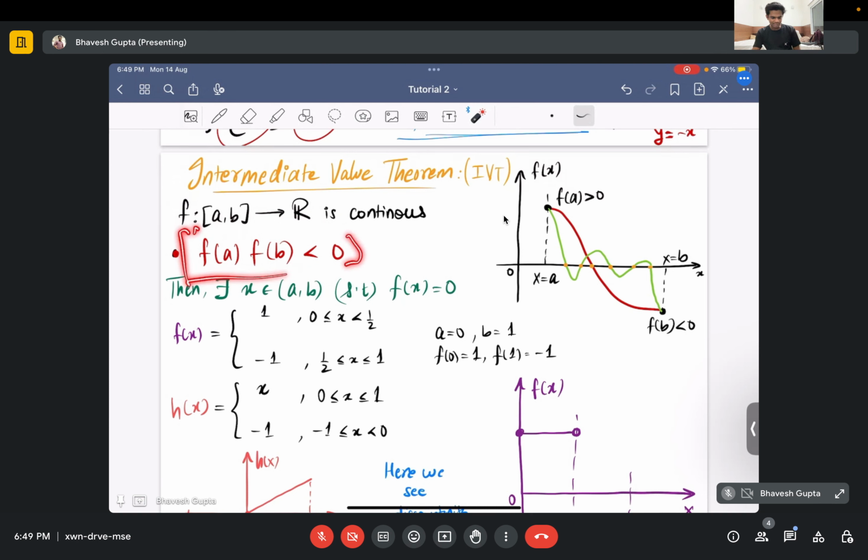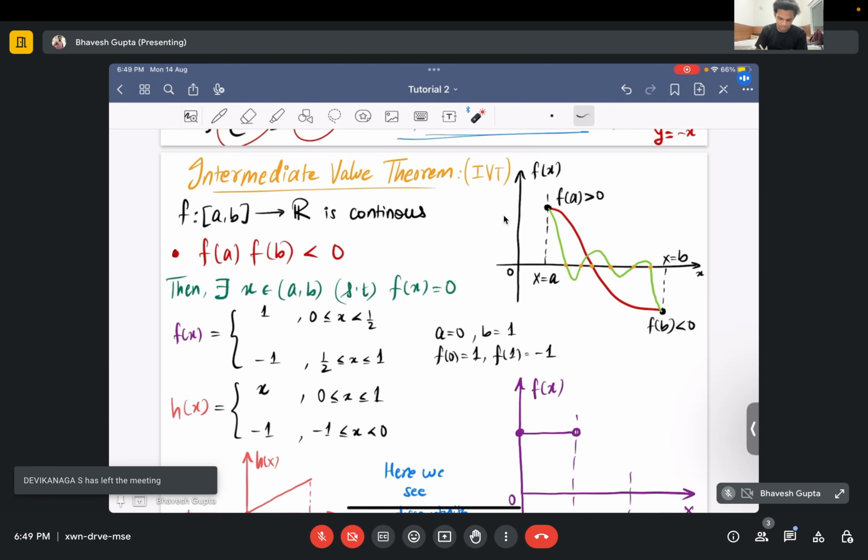The idea is that the sign of f of a and f of b is opposite, and that's the more fundamental thing. Okay, you might have a situation in which f of a is positive, f of b is negative, and vice versa. We don't care about that idea. We care more about that they have opposite signs.